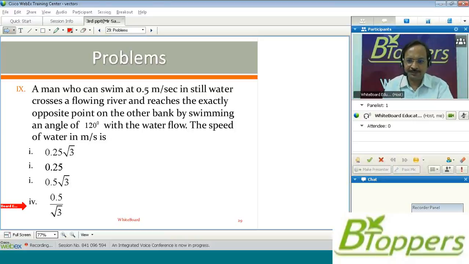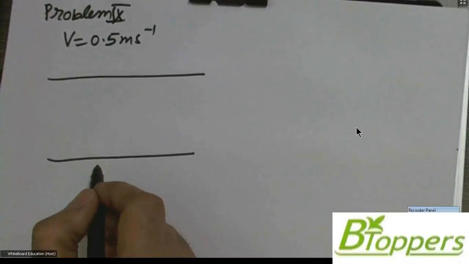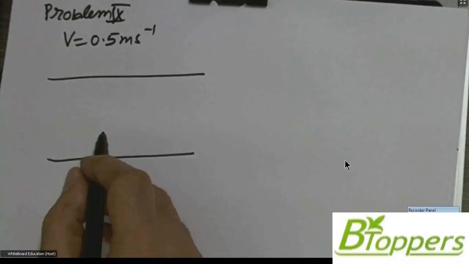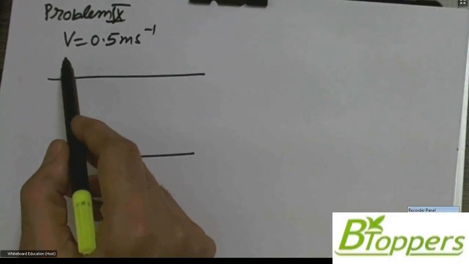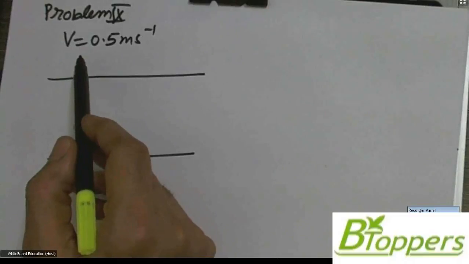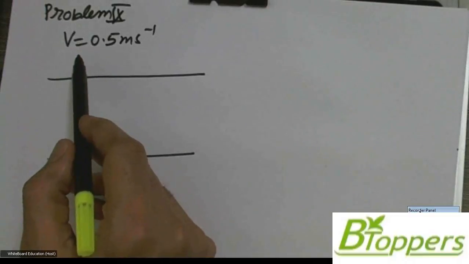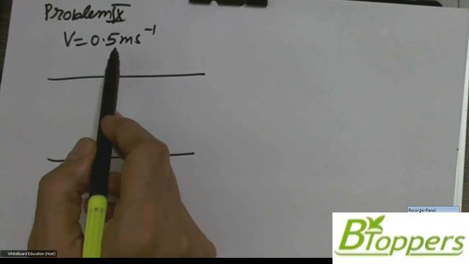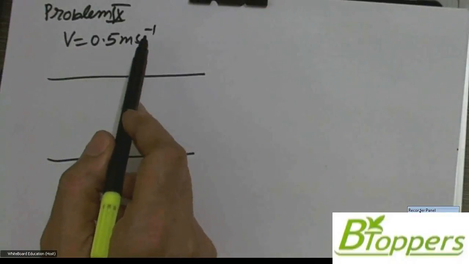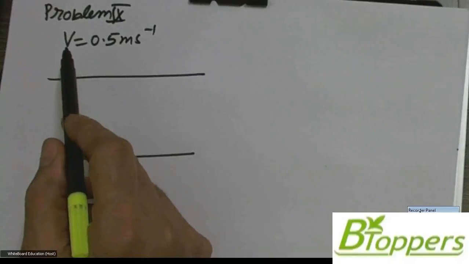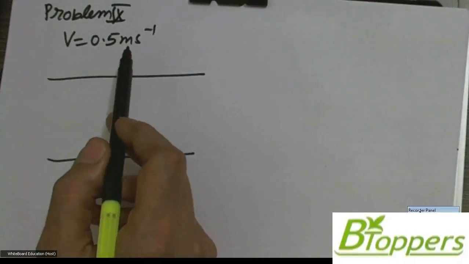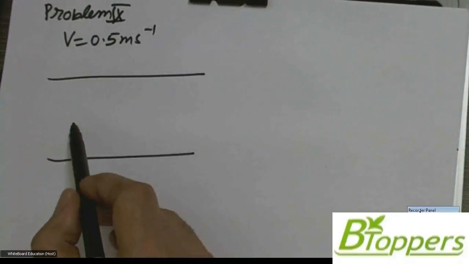Otherwise, look at the solution of this problem. See here, in this problem it is given that the speed of the man in still water, that means the man can swim with a speed of 0.5 meter per second in still water. The speed of the boat or swimmer in still water is denoted by V. So that is given as 0.5 meter per second.